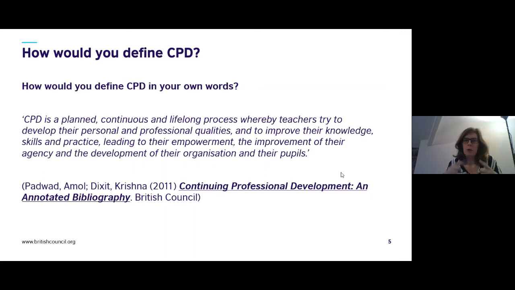So it's planned. What do you need? How do you do it? Do it. And then reflect on it. What happened? Why did it happen? What did you learn? How can you apply it? Okay. So planned, continuous and lifelong are three key words.